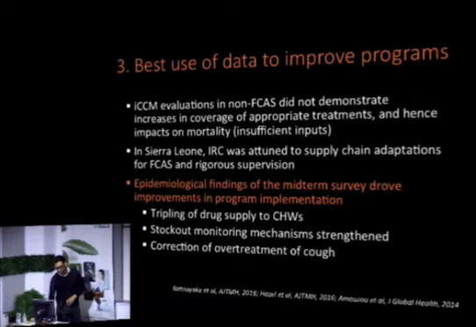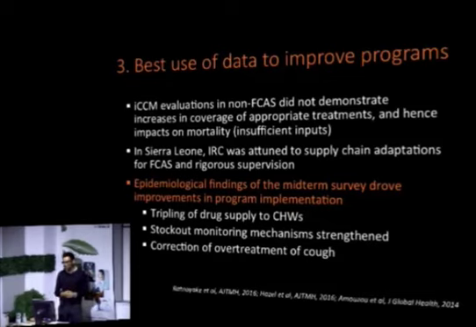Really what I want to show you here is the use of epidemiology data to improve programs. We collect a lot of data, we evaluate a lot of programs, and in lots of cases we don't use that data well enough. Some ICCM evaluations have shown that by the time you get to the end of the program, we didn't have an impact on mortality because we found out that the program wasn't targeting what it needed to target, or this part of the system wasn't working, or there were insufficient inputs. For this fragile state program in Sierra Leone, we were able to look at, from the very beginning, all the supply chain adaptations needed to provide a system that works in a very fragile state, and the rigorous supervision and training that's needed.